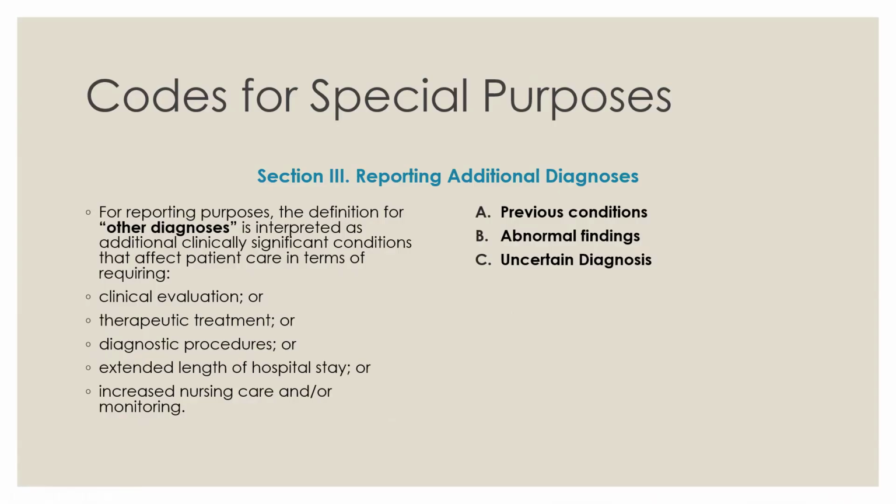However, history codes, categories Z80 through Z87, may be used as secondary codes if the historical condition or family history has an impact on current care or influences treatment.